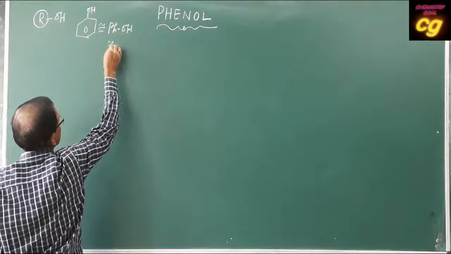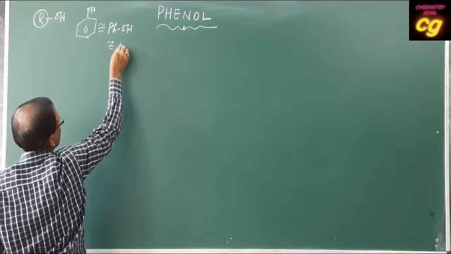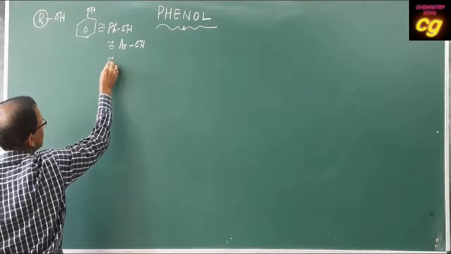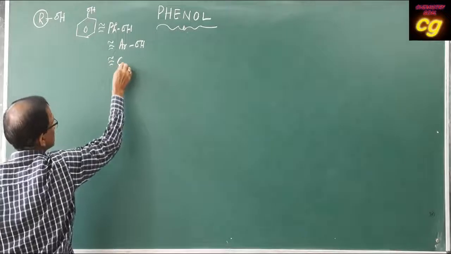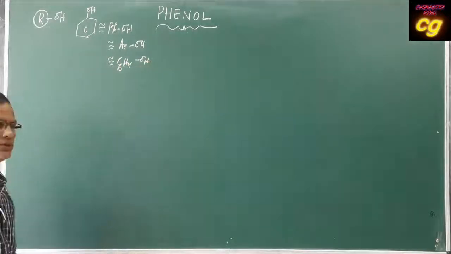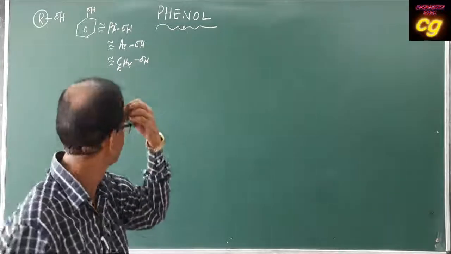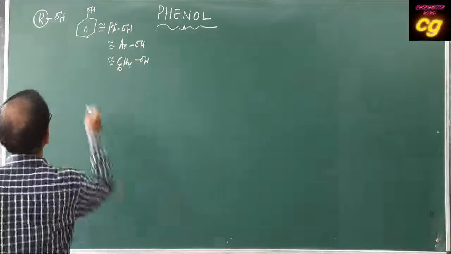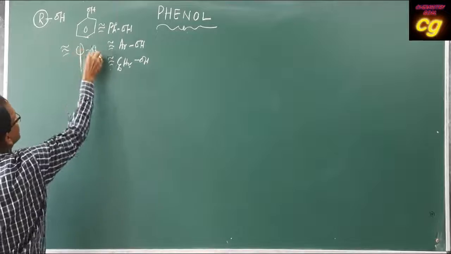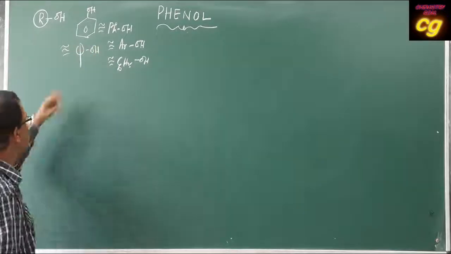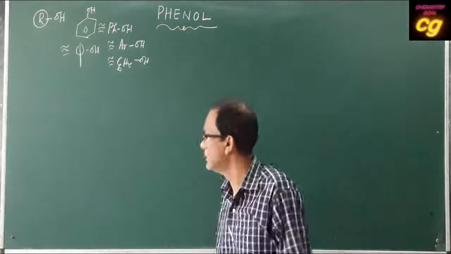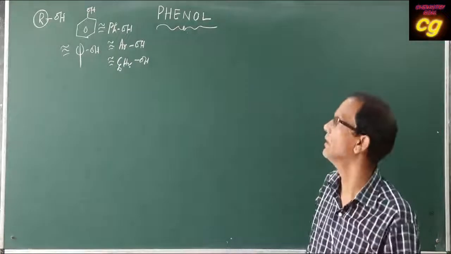It is also written as ArOH. It is also written as C6H5OH. So three ways you can write phenol. Some books also write it like this, that is φOH, where φ is the phenyl symbol. So these are the different representations of phenol.